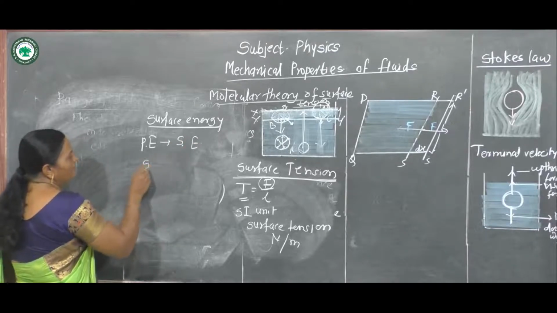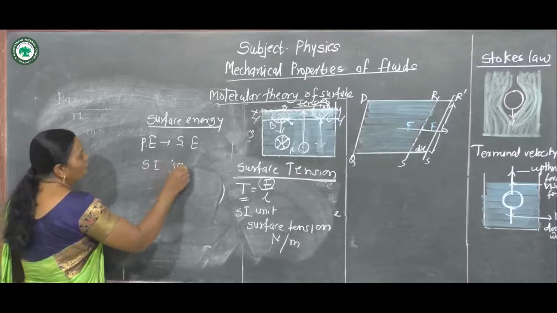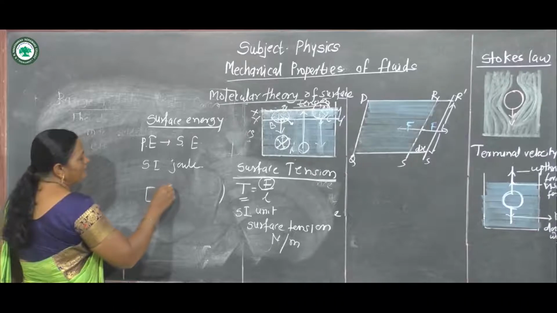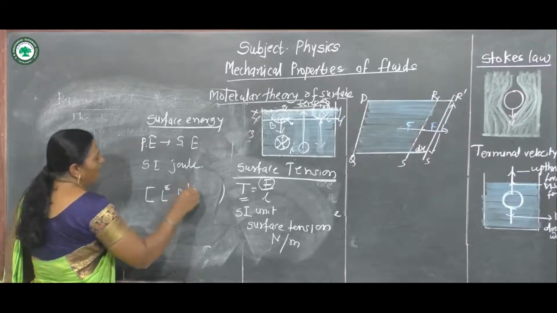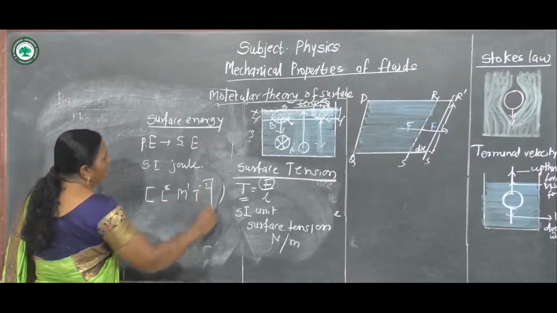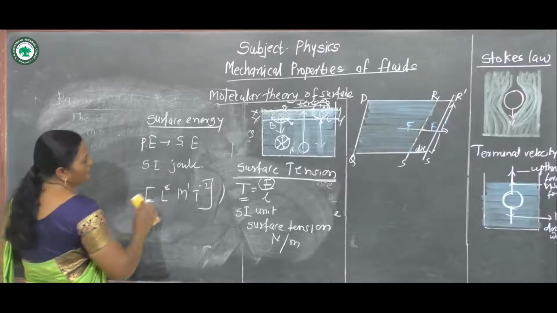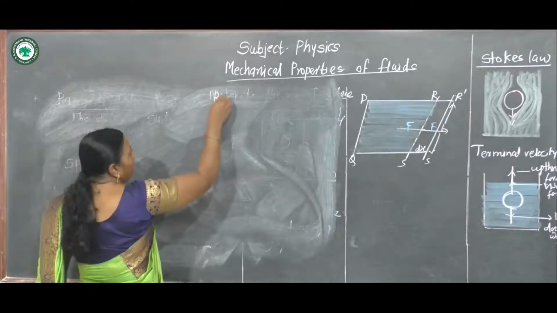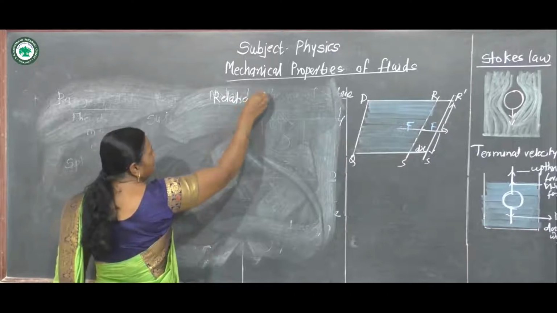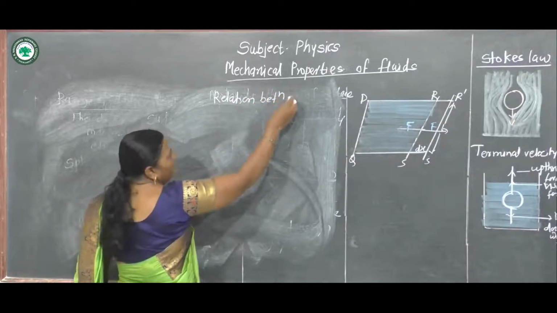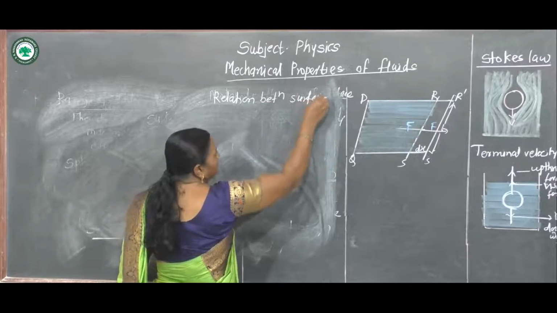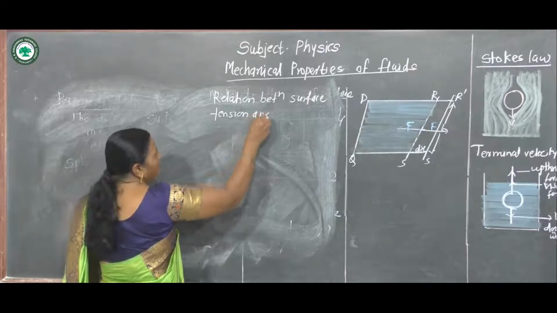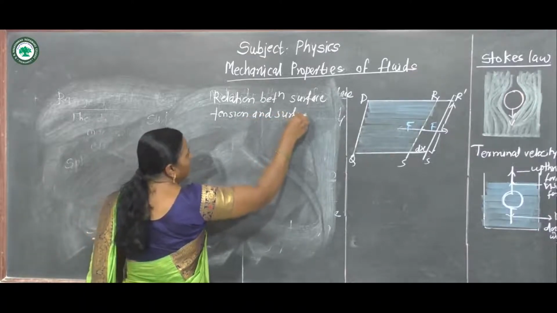Surface energy has the SI unit joule, and its dimension is the same as energy: M L² T⁻². This is the dimension of surface energy. Now, the relation between surface tension and surface energy.